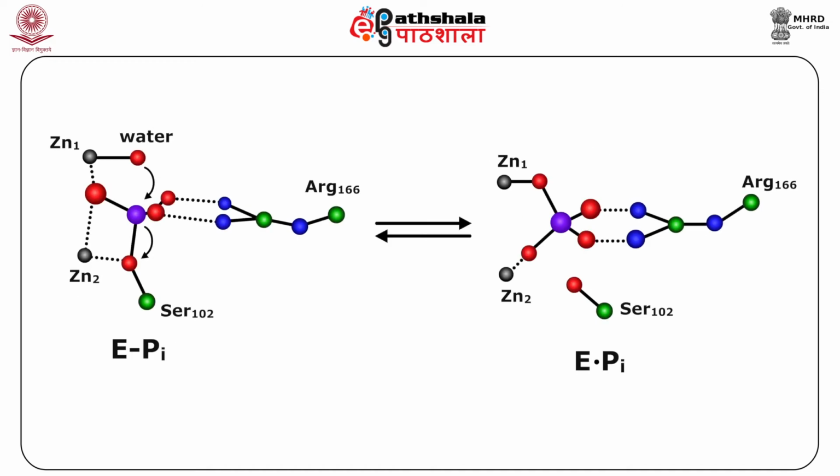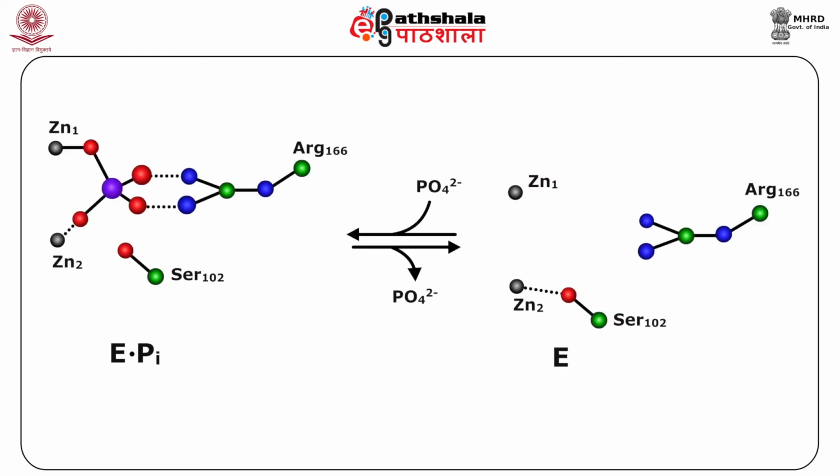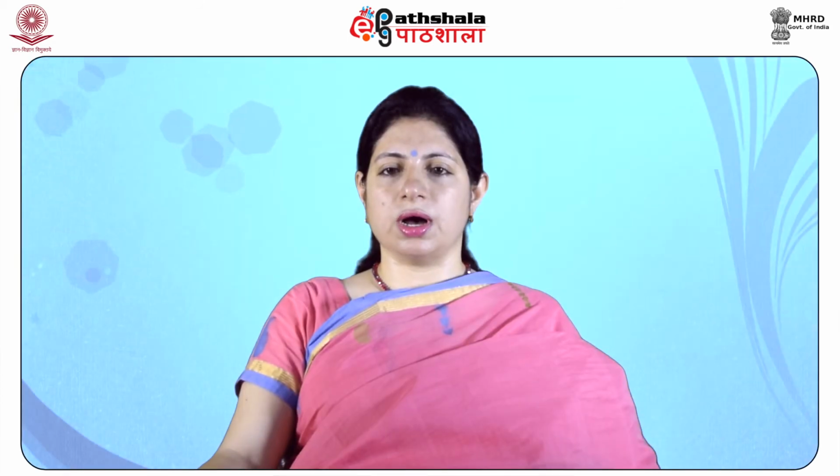This activated water hydrolyzes the covalent intermediate EPI into the non-covalent enzyme phosphate complex EP. The dissociation of phosphate from this complex gives the free enzyme. This is the slowest step and therefore the rate determining one. The magnesium 2 ion does not have a direct role in catalysis, but it is important for the full enzyme activity.